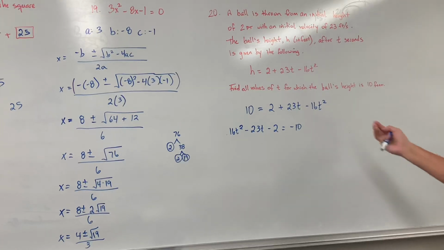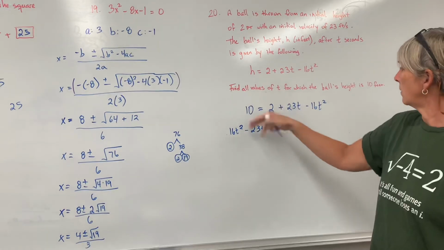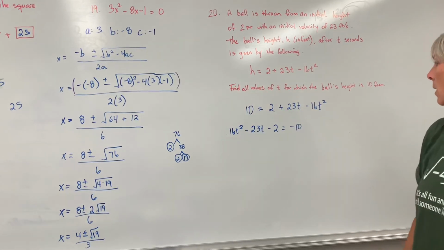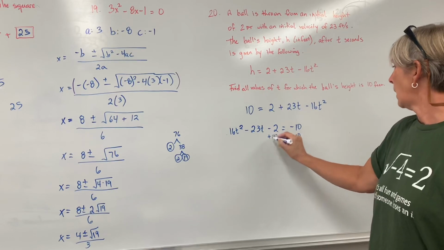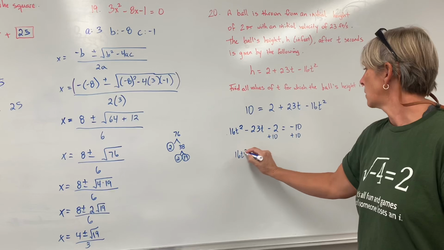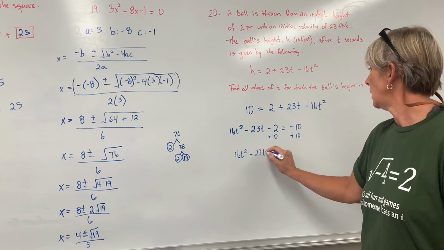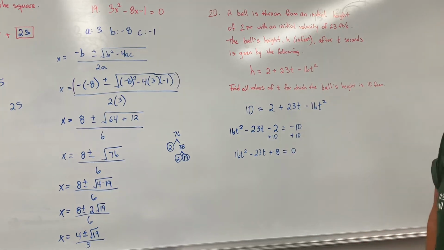So basically I moved this over here, making it positive, moved this over, made it negative, this made it negative, and that made it negative. So then what? Well, I need to add the 10 in order to make this side 0. So I get 16t squared minus 23t plus 8 equals 0.